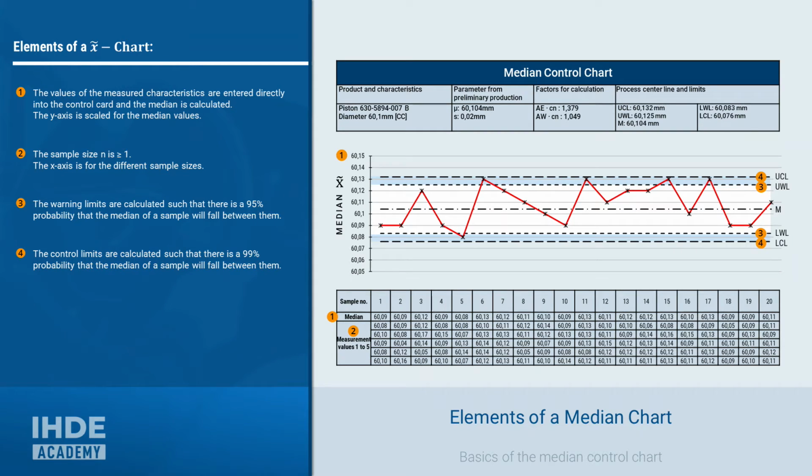The warning limits are calculated such that there is a 95% probability that the median of a sample falls between these limits. The control limits are calculated in such a way that this probability is 99%.